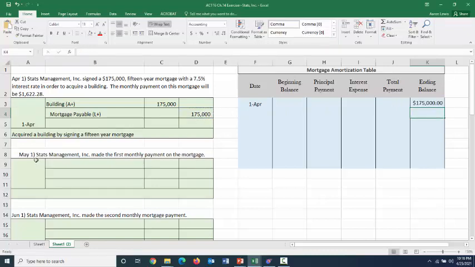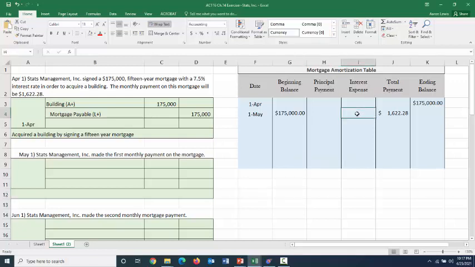Our first payment becomes due on May 1st. So let's go to May 1st. Since we ended April with a $175,000 balance, we're going to begin May with that same amount. And we know from the information that our total payment is going to be $1,622.28. Well, now we need to figure out what portion of that $1,622.28 is going to go towards principal and what portion is going to go towards interest.